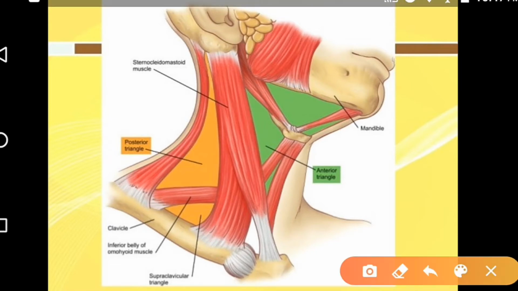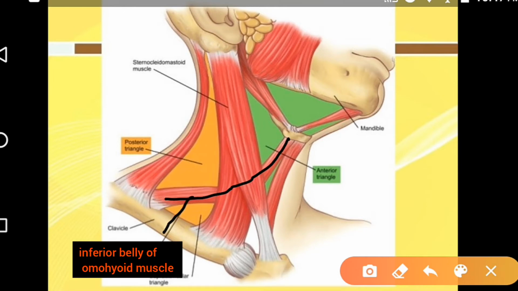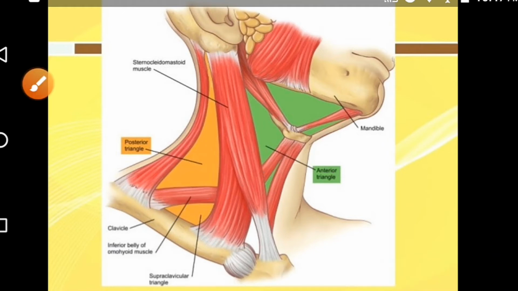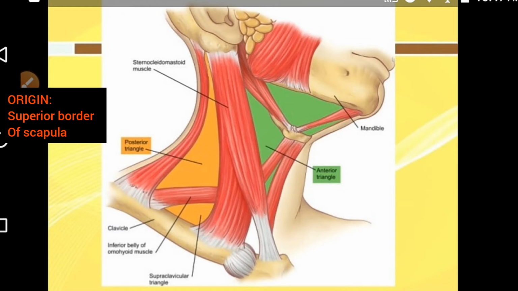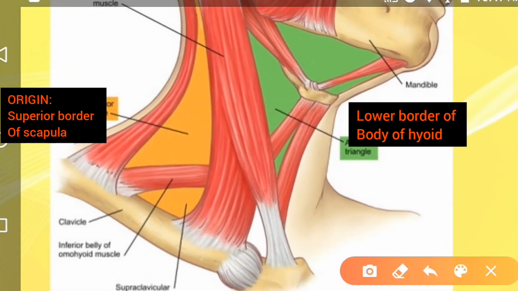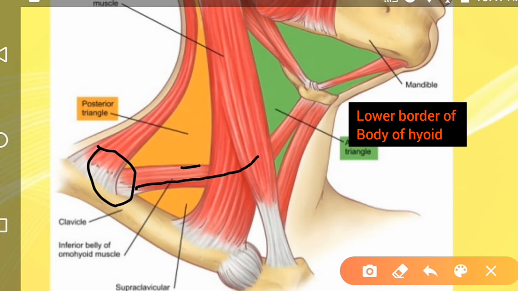So here's the omohyoid muscle, and it has an inferior belly and this is the superior belly of the omohyoid muscle. It originates from the superior border of the scapula and inserts into the lower border of the body of the hyoid bone. As you can see in the picture, this originates from the superior border of the scapula here. Behind this muscle there's the superior border of the scapula, and it extends all the way here and inserts into the lower border of the hyoid bone.